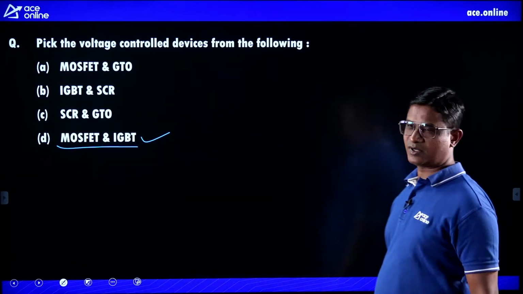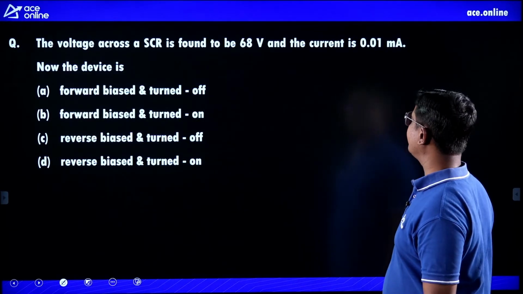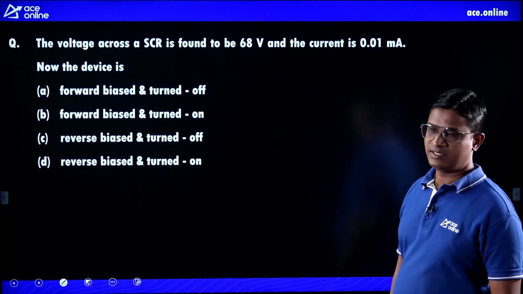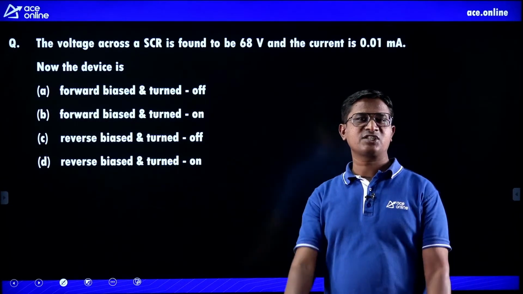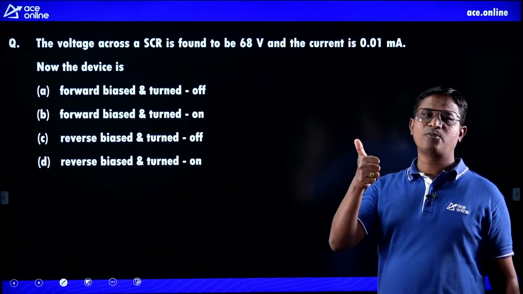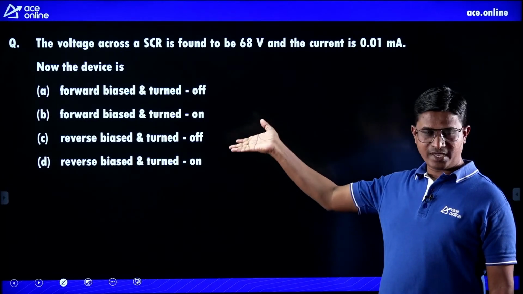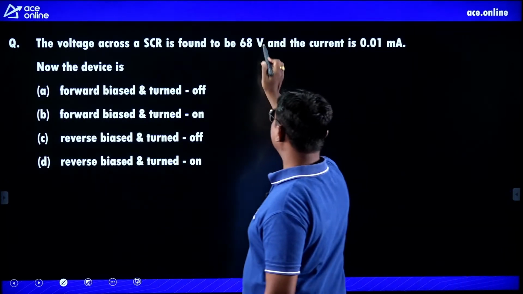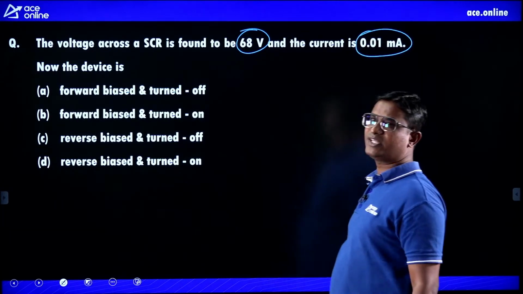Alright. The voltage across an SCR is found to be 68 volt and current is 0.01 milliampere. Now the device is, tell me. We discussed the static VI characteristics of the SCR. From that we know we have three modes: forward blocking, forward conduction, reverse blocking. So this question is related to the VI characteristic. It is given that voltage across the SCR is 68 volt and current flowing through the device is only 0.01 milliampere. That is a very, very small current.